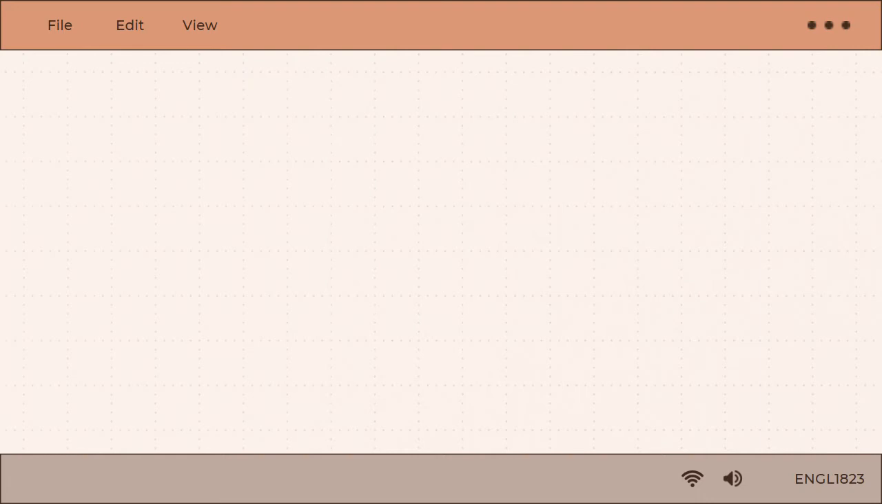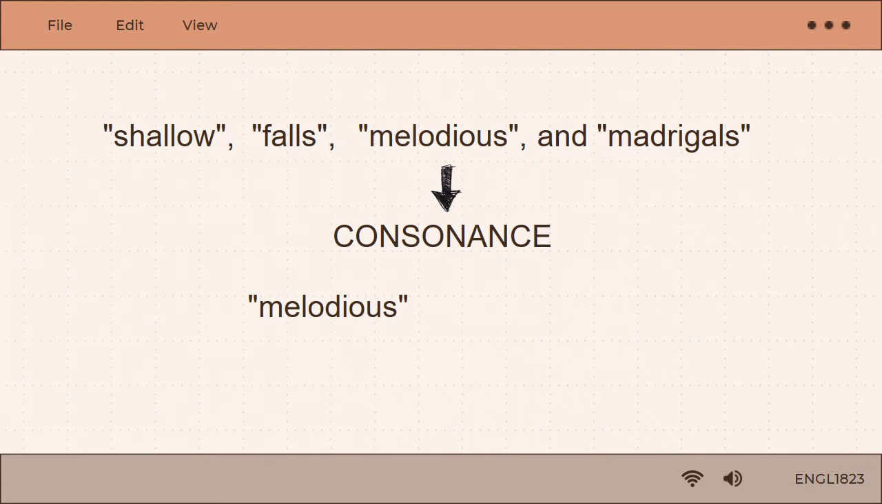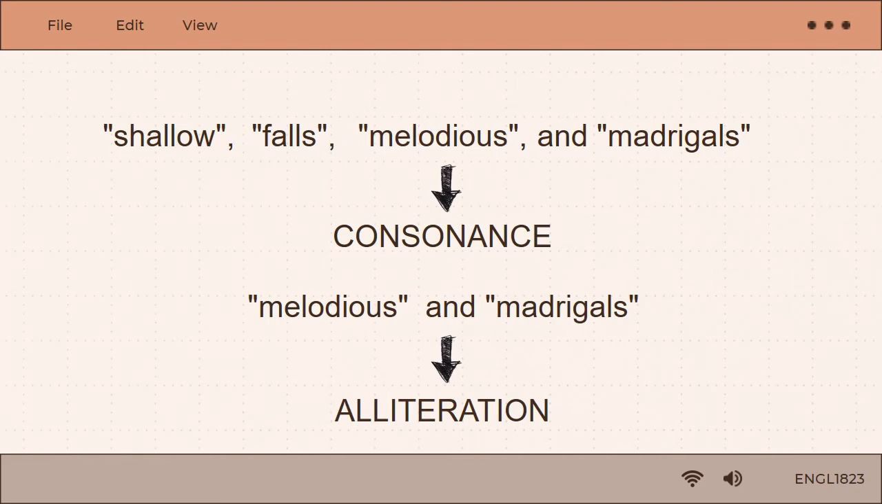These two lines introduce another poetic device called consonance, which is pretty much exactly like alliteration, except the consonant sounds don't have to be at the beginning of the word. The repeated L sound in "shallow," "falls," "melodious," and "madrigals" is consonance, whereas the repeated M sound in "melodious" and "madrigals" is alliteration.